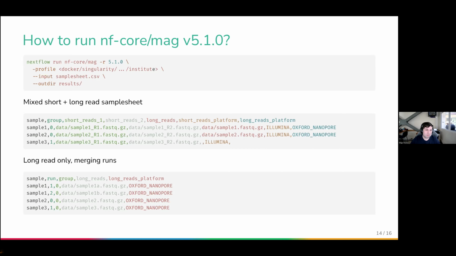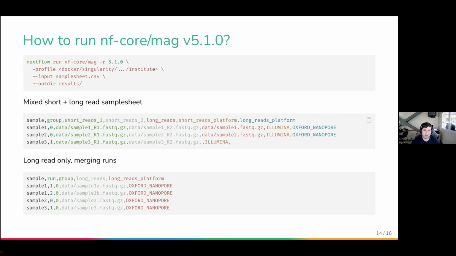So one of the things that has changed a little is also how the sample sheet works. The command to run MAG is basically the same. And the sample sheet has some new fields, especially this last one, short read platform and long read platform, that we use internally to determine with what parameters to run the tools, especially in the case of long reads, when performing assembly.